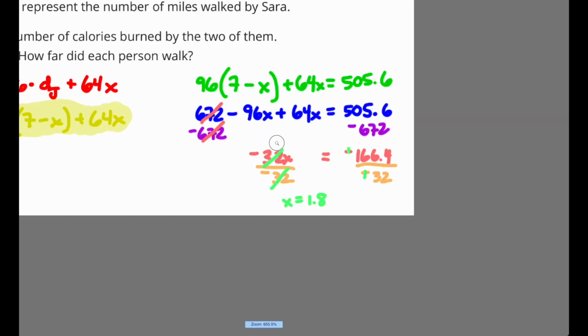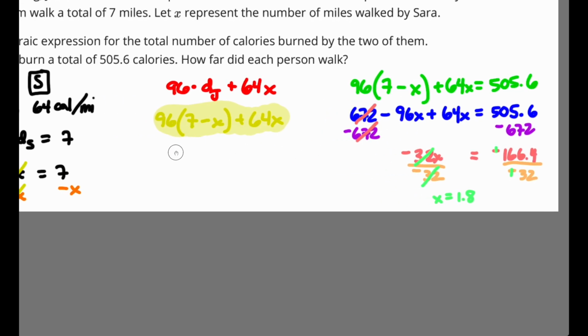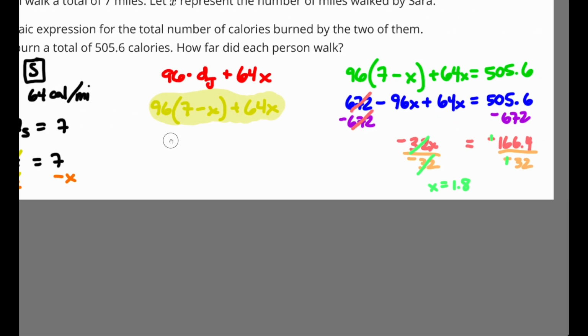Well, Jose walked 7 minus whatever Sarah walked. So that means that, I'm going to write this over here. Sarah walked 1.8 miles. Jose, 7 minus that would be 5.2. He walked 5.2 miles. And this is how far did each person walk. It's labeled right here, S and J, 1.8 miles and 5.2 miles.